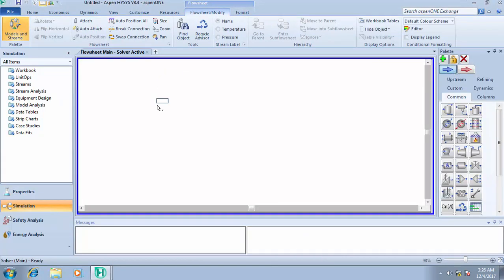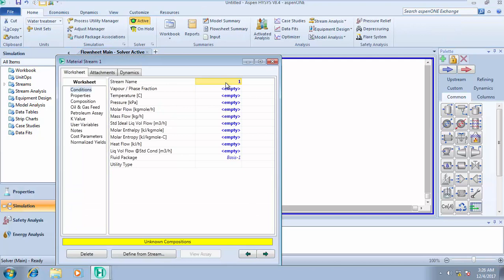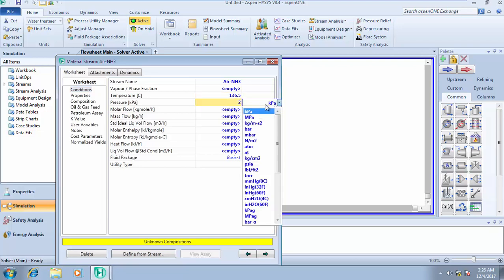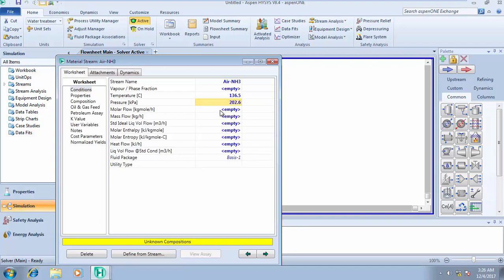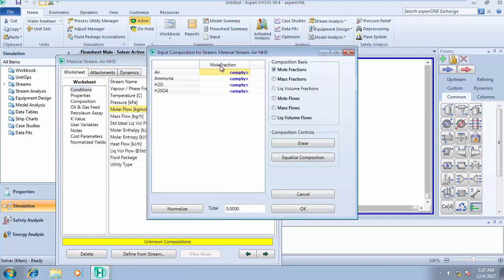Alright, so let's go straight and design our air ammonia mixture. We have air ammonia, and from what was given to us, we have the temperature to be 136.5 from the question given to us, and then the pressure of 2 atmosphere was given to us. Then the molar flow was, I think, 123.6. All right, so this is telling us unknown composition, so let's go add the compositions.